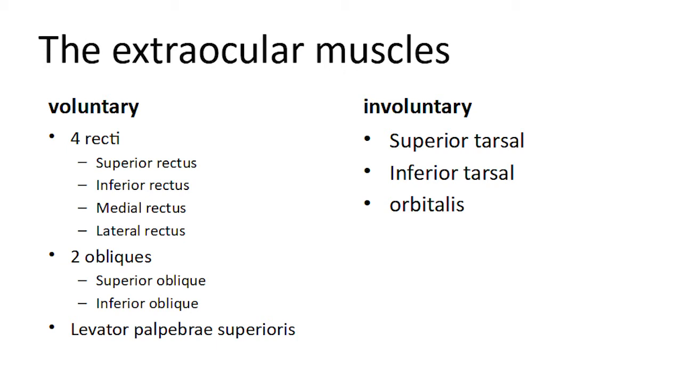The extraocular muscles are divided into voluntary and involuntary group. The voluntary muscles include the four recti: superior rectus, inferior rectus, medial rectus, and lateral rectus, two obliques, superior oblique, inferior oblique, and levator palpebrae superioris. The involuntary muscles include superior tarsal, inferior tarsal, and orbitalis. Instead of seeing the origin and insertion of each muscle separately, we will see them in a clubbed fashion.